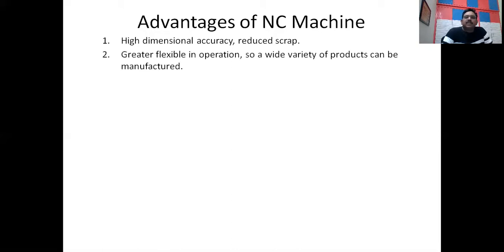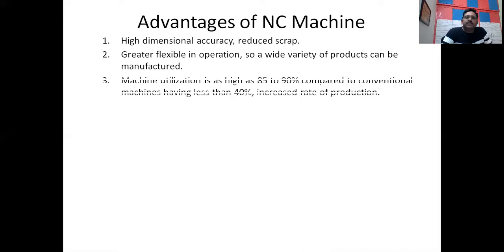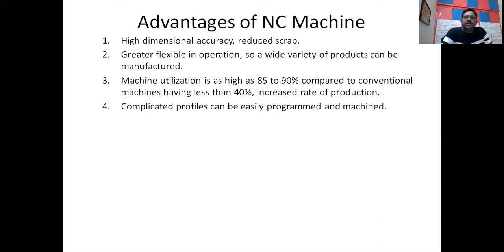Great flexibility in operation. A wide variety of parts can be manufactured, which are not possible with an operator. That also we can perform. And machine utilization is as high as 85% to 95%, compared to conventional machining having less than 40%. Therefore, an increased rate of production. And complicated profiles can be easily machined.